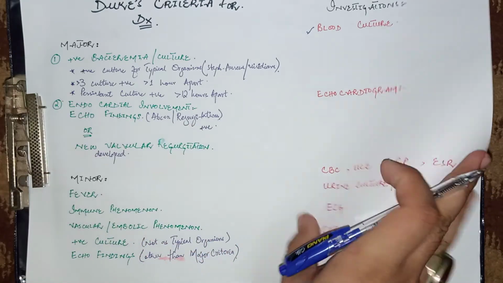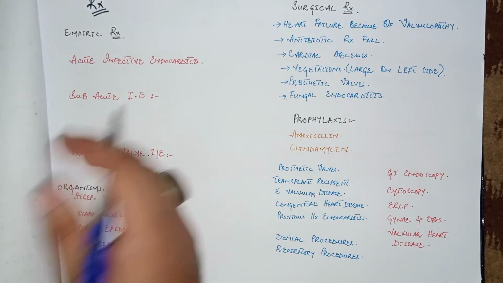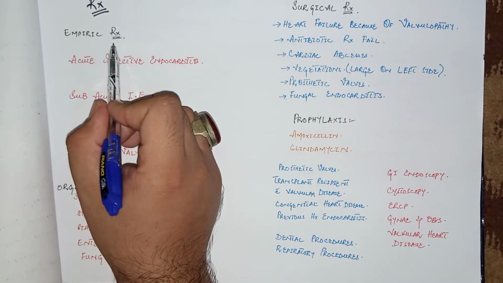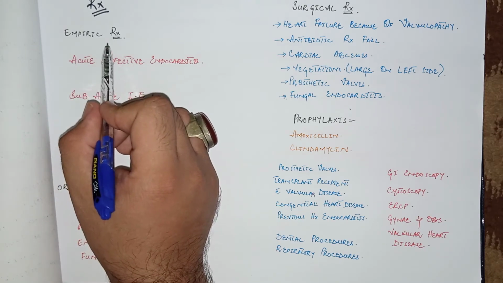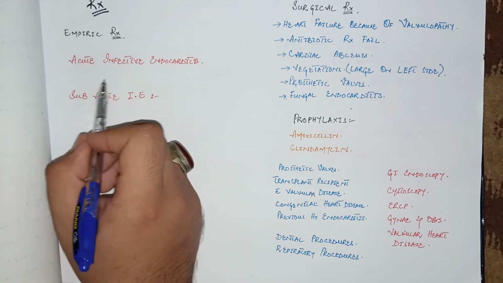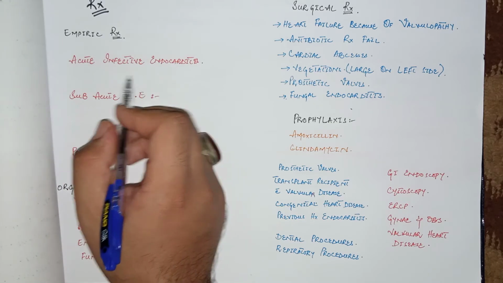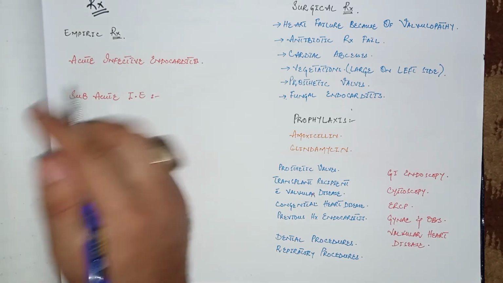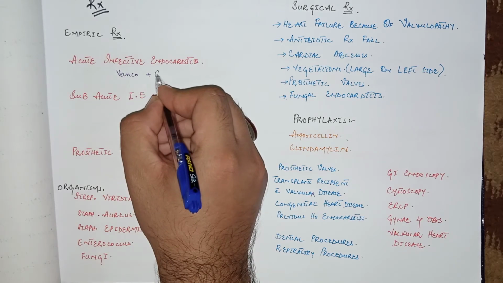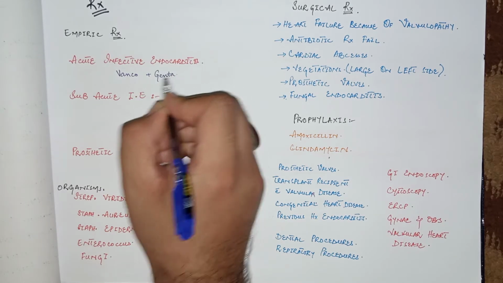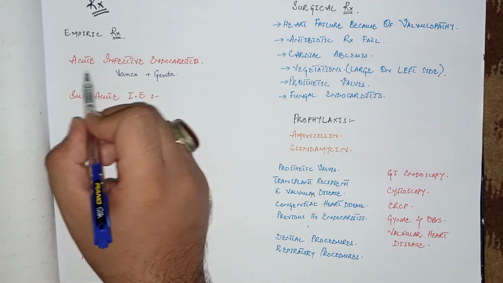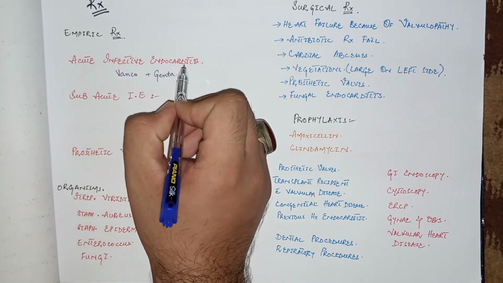Now come to the management or the treatment options. The first important treatment option includes the empirical therapy. Empirical therapy starts before the culture results. In case of acute infective endocarditis, give the patient vancomycin. Along with the vancomycin, give the patient gentamicin. So vancomycin plus gentamicin is the important empirical therapy in acute infective endocarditis.